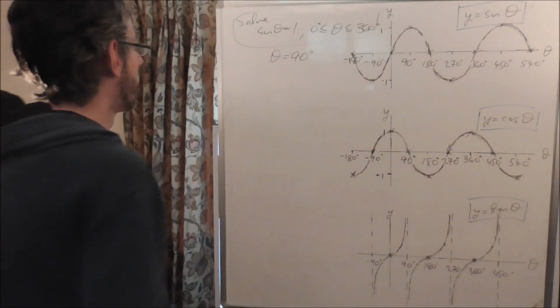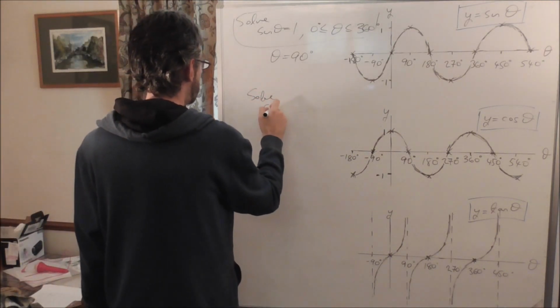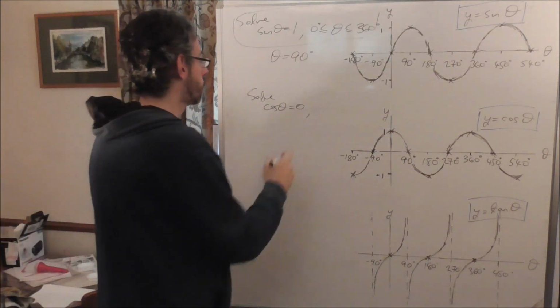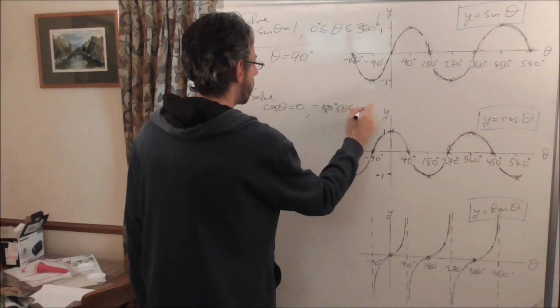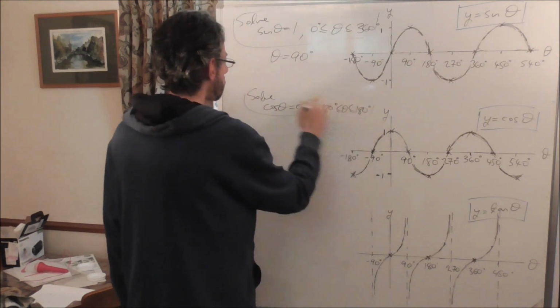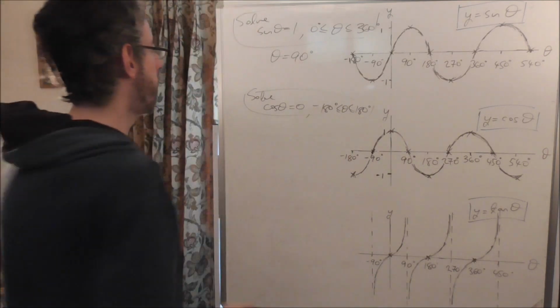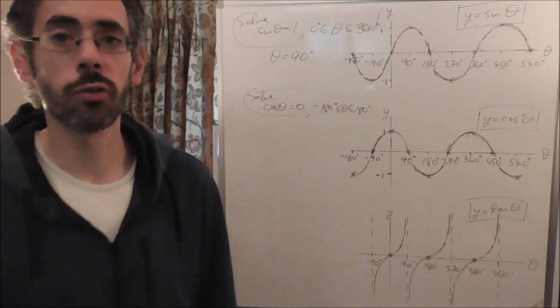Let's do another one that you can just read off a graph. Let's solve cos theta equals 0, and let's look in the range from minus 180 up to 180. So let's solve that equation. We're looking from minus 180 to 180 in that range. I'm looking for angles with a cos value of 0.